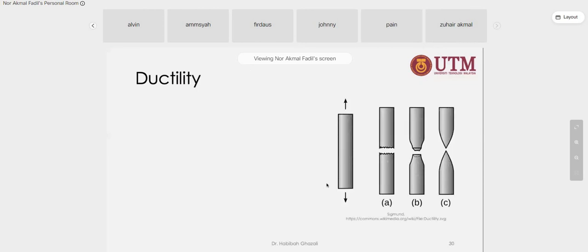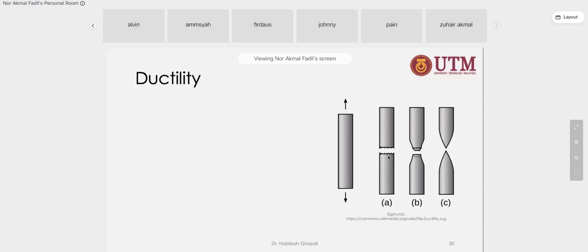So look at this, A, B, C. Can I ask you which one shows a huge deformation? The highest deformation. C. So that means which one is the most ductile material? B. B is the most ductile. B or C? C. C.